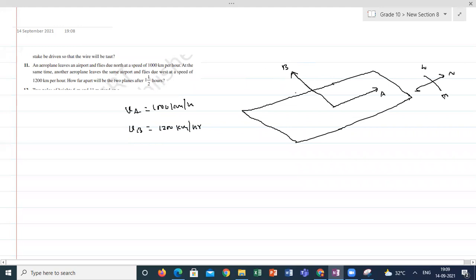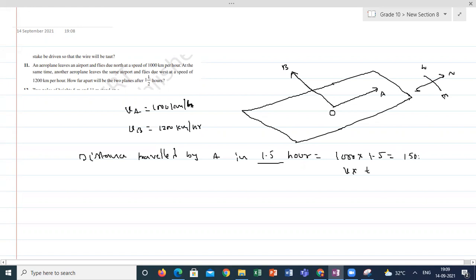After 1.5 hours, what is its distance? It started from O. Distance traveled by A in 1.5 hours is how much? 1,000 kilometers? Ma'am, that is per hour. I'm talking about 1.5 hours. Velocity into time only, no? So distance traveled by B in 1.5 hours is velocity into time, 1200 into 1.5. How much? 1800 kilometers.